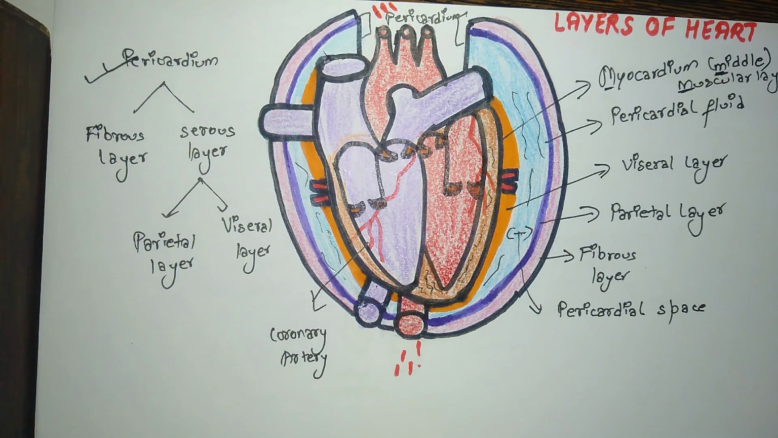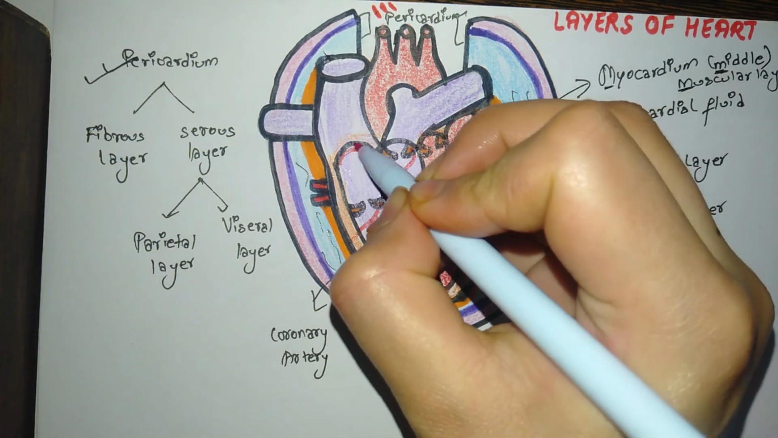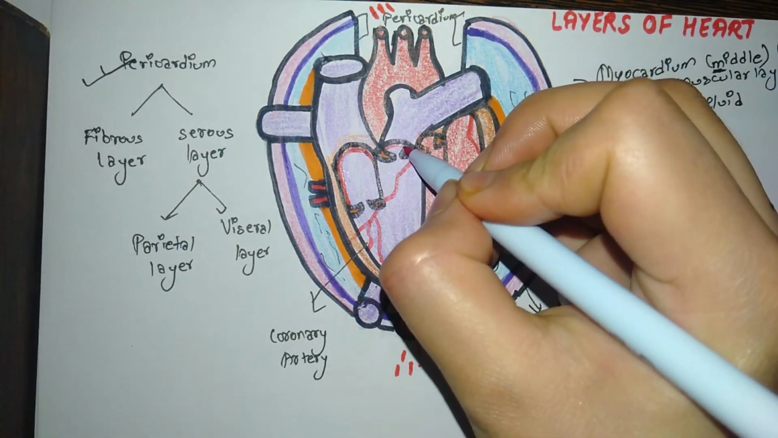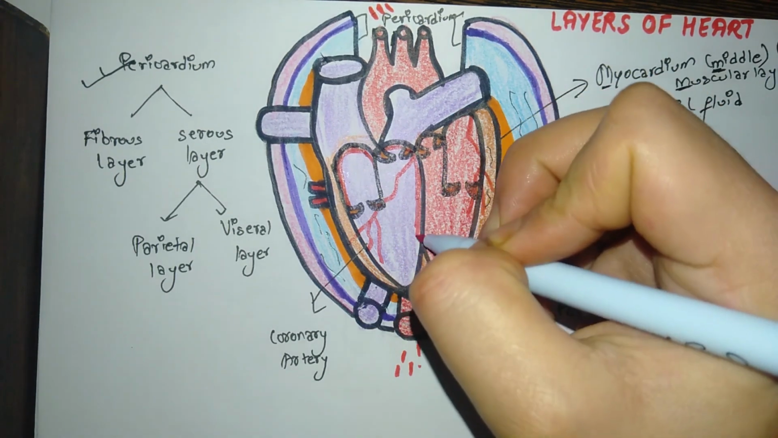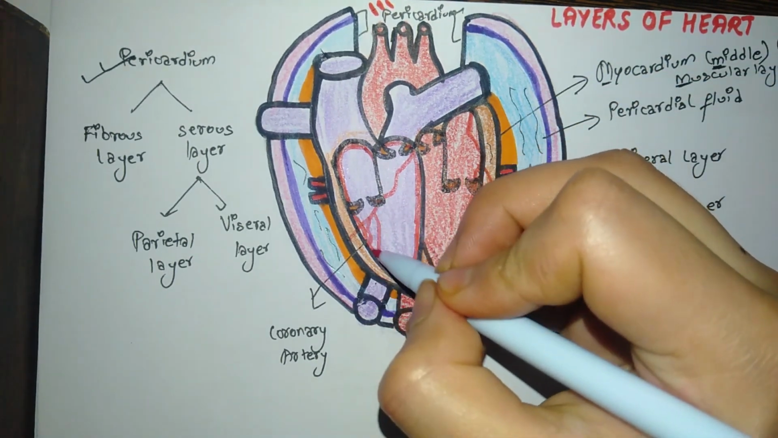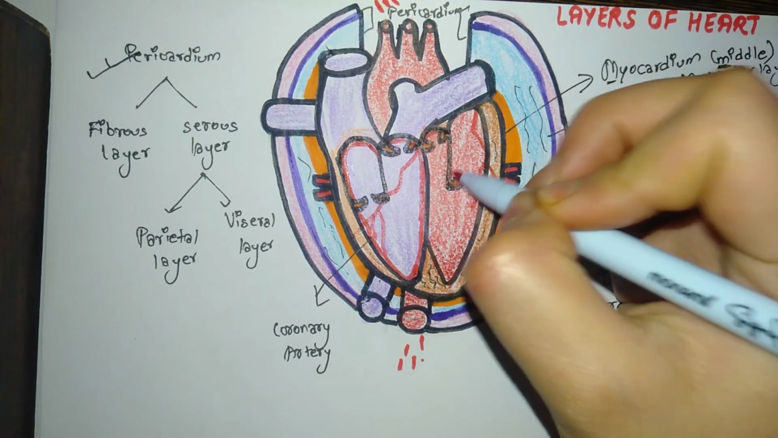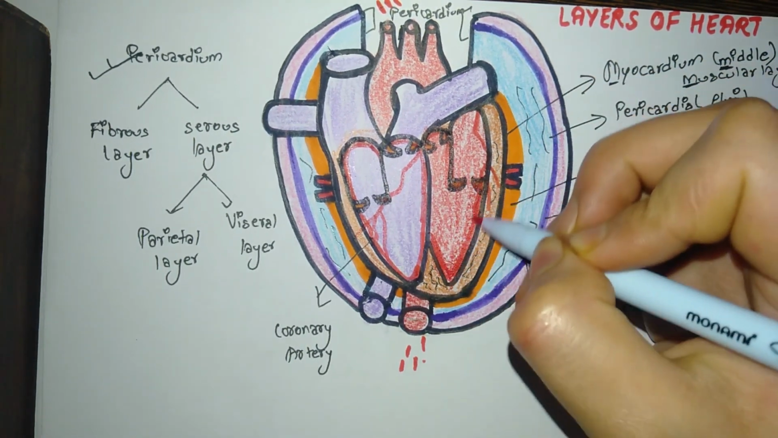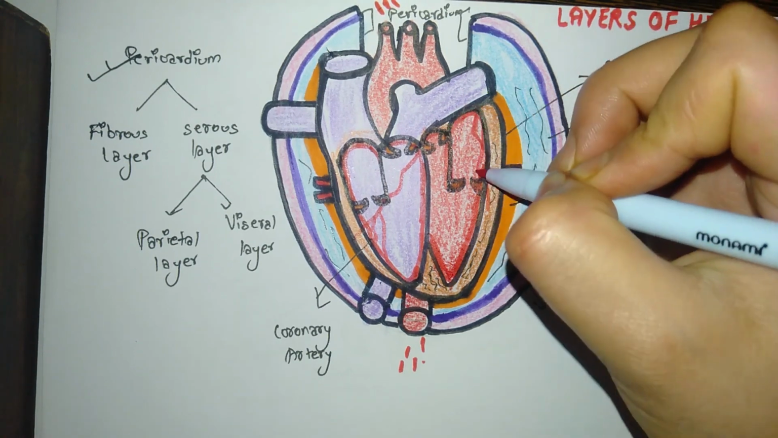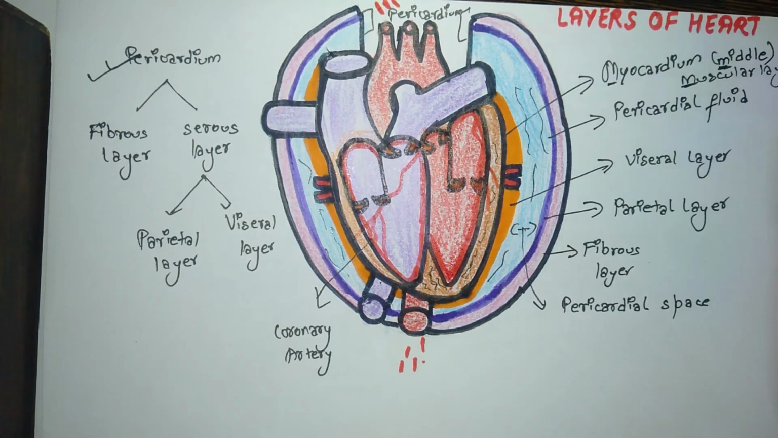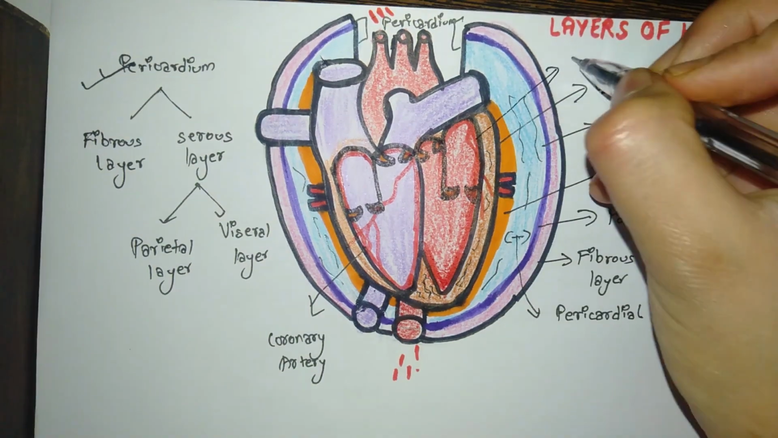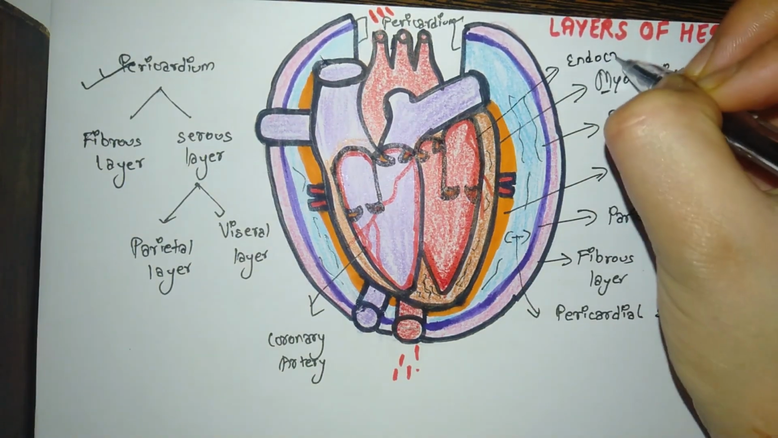And another layer is the endocardium. This is the endocardium here. It is the inner layer of the heart which lines the inner structures of the heart. It lines the valves of the heart, and it is a vascular layer where there is smooth circulation of the blood, and it is made up of a single epithelial layer, and this layer is the endocardium.